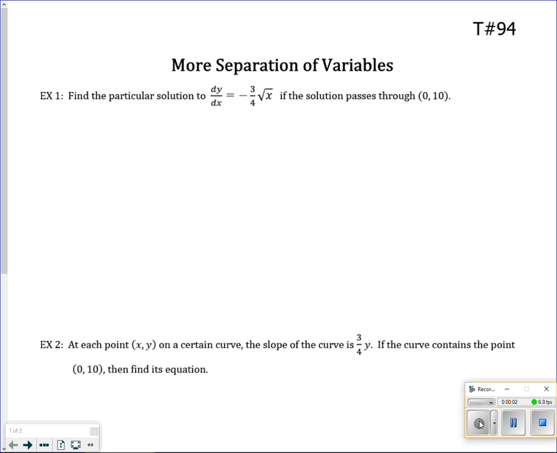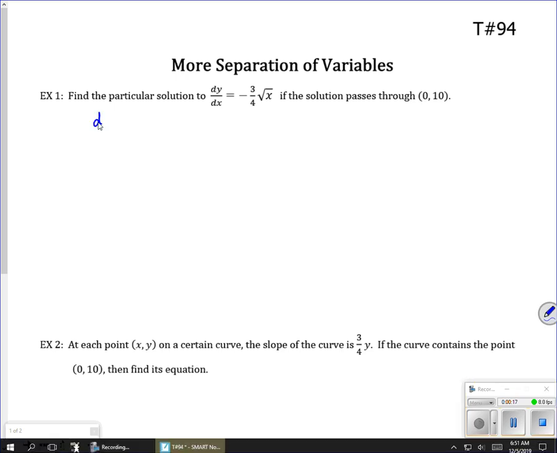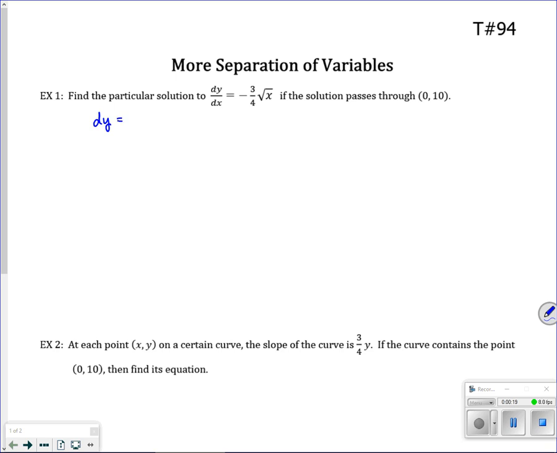Okay, let's do more separation of variables. I want you to actually see if you can do number 1. Stop the video, don't look at anything, and see if you can work number 1 all the way through. And hopefully when you come back, you will know the steps of separating.